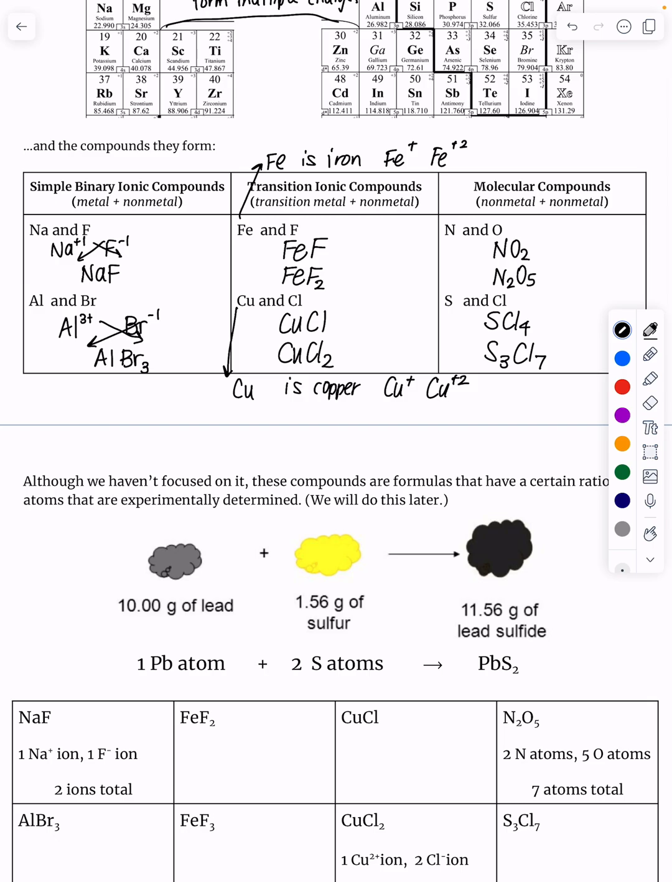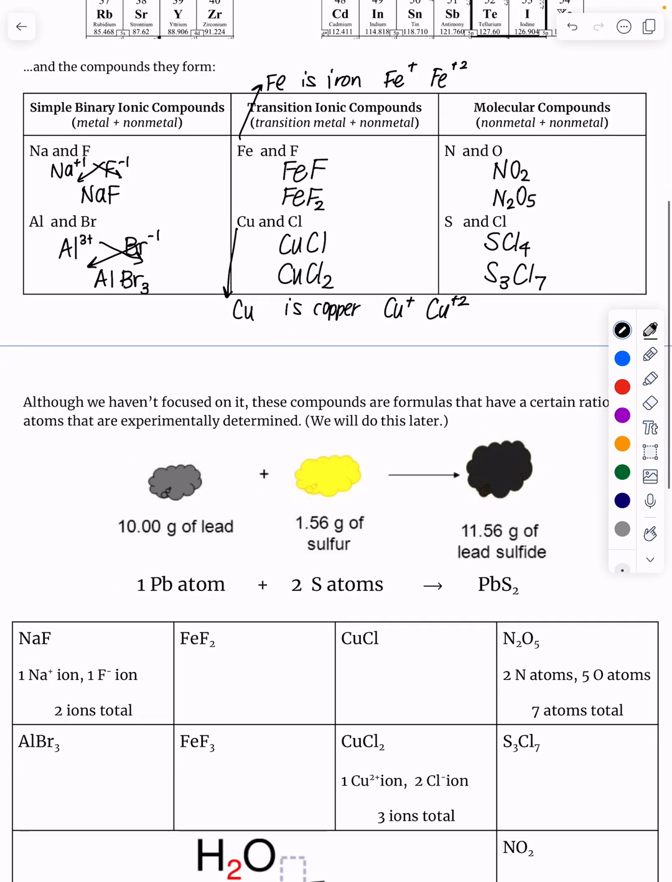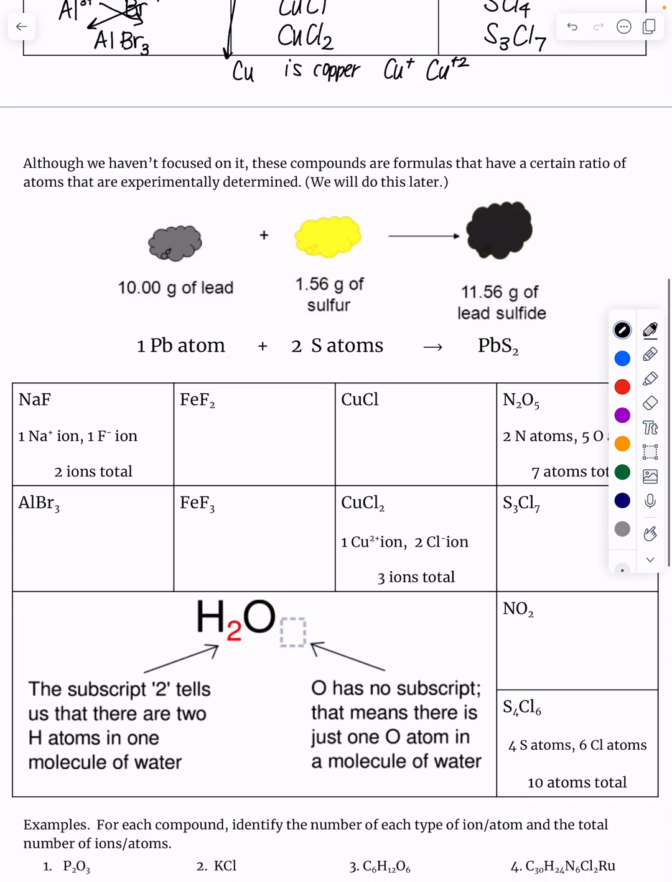So a crash course. Now, these compounds didn't just exist, they reacted. And although we haven't focused on it, these compounds are formulas that have a certain ratio of atoms. And when I say ratio, a little math term, that's a fraction. So like a ratio could be 1/2 or 2:1. Just throwing that out there. And these ratios are experimentally determined, and you're going to be able to get into the lab and do an experiment to determine the ratio of atoms in a compound that forms.